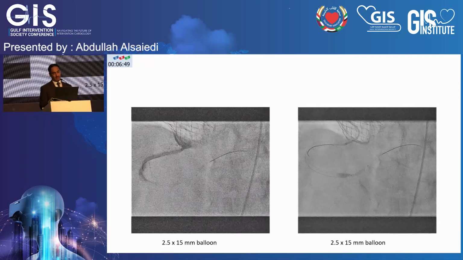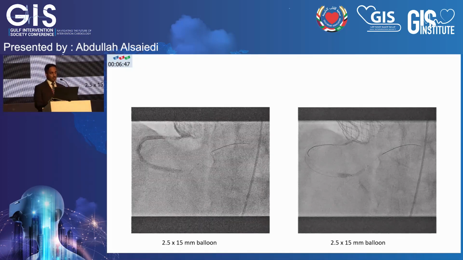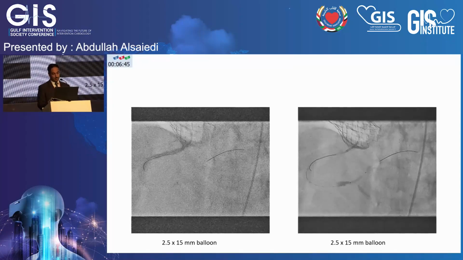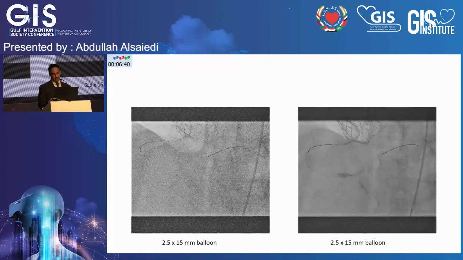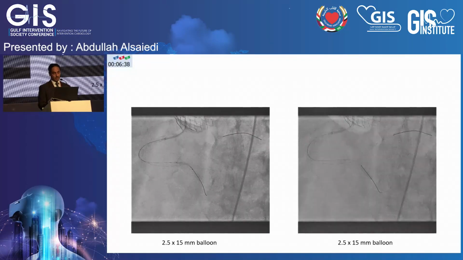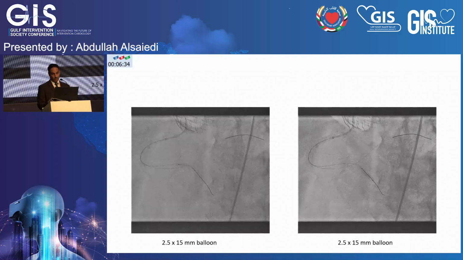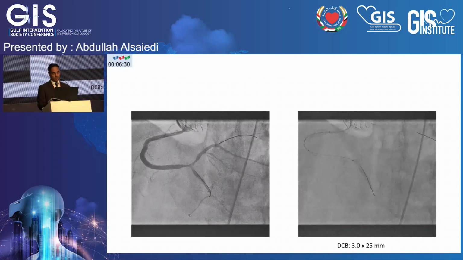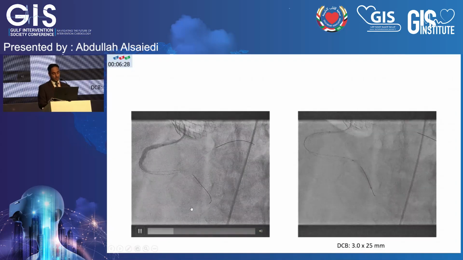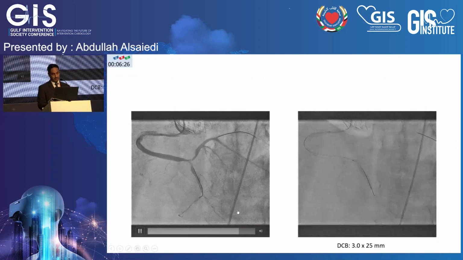So we wired initially the PL branch. We couldn't wire the PDA branch, so we balloon inflated 2.5 by 15 millimeter. Then we could actually wire the PDA branch, and we ballooned both branches. Now, this is basically what we got on the left side. So this is true bifurcation, and this is a big territory.